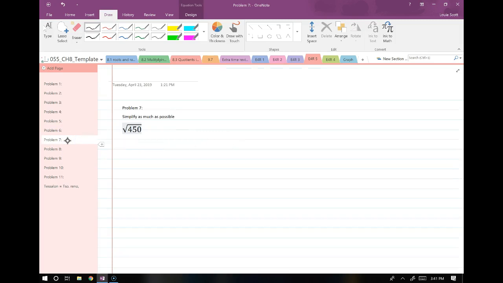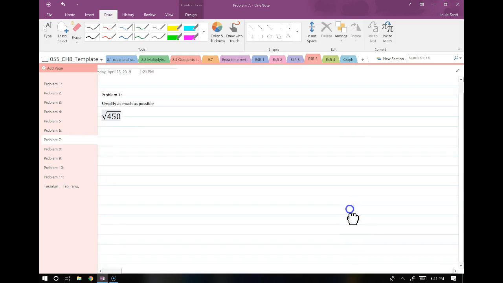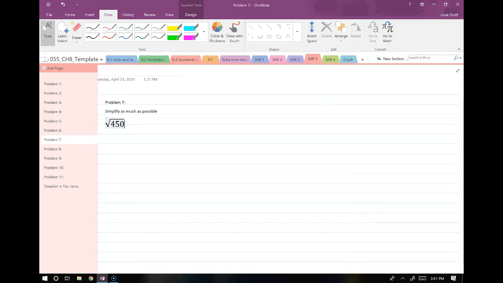The root of 450. What would you guys do if you ran into this? Factor tree, exactly, right? That's a huge number. Ooh, I can't pick out a perfect square out of that. I'm not that good. So let's just try a factor tree.